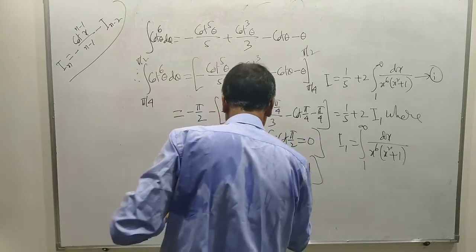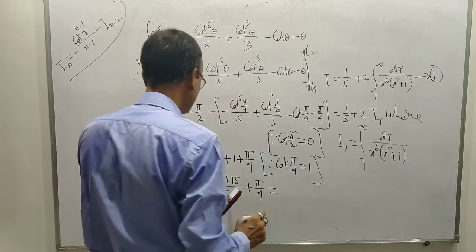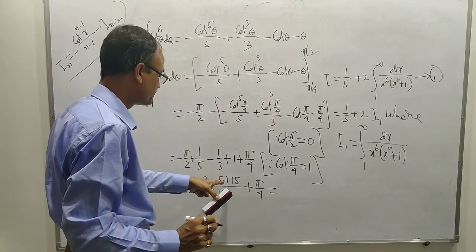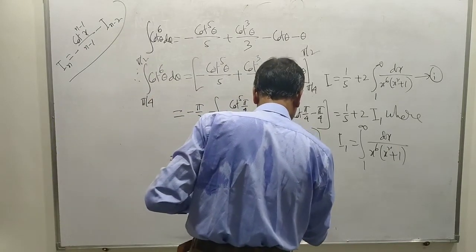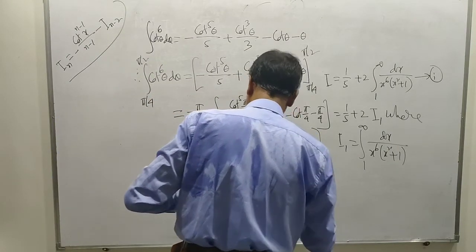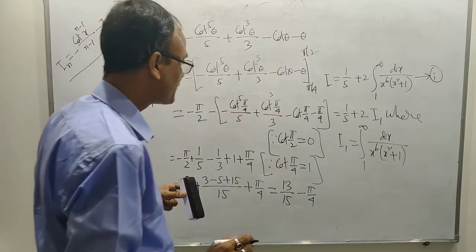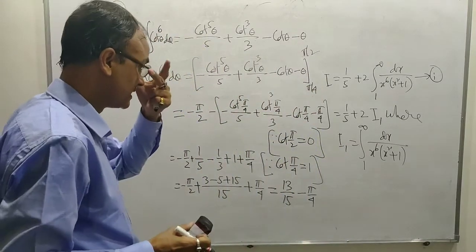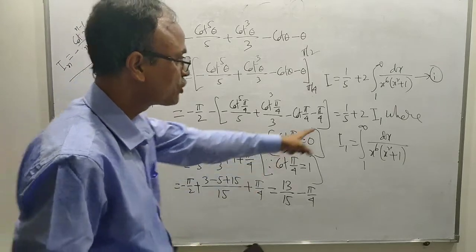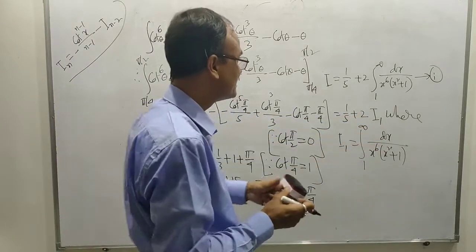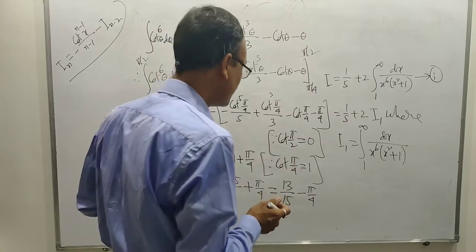This is equal to 15 minus 5, 10, 13 by 15 minus pi by 2. 13 by 15 minus pi by 2. This is the integration of I1.